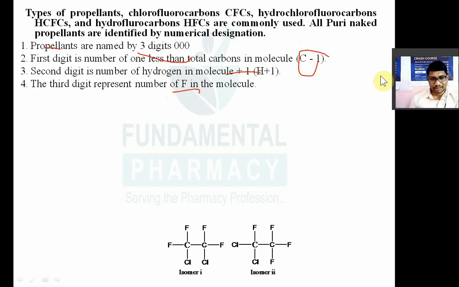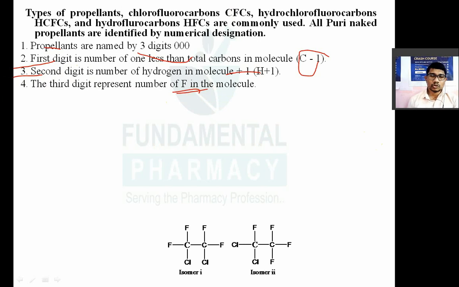For chlorofluorocarbons, these formulae or rules are applicable only for them. So they are named by a 3 digit number. The first digit indicates the carbon atom, the total number of carbon atoms present in the molecule minus 1. The second digit indicates the hydrogen, the number of hydrogen atoms plus 1. The third digit indicates the number of fluorine atoms.